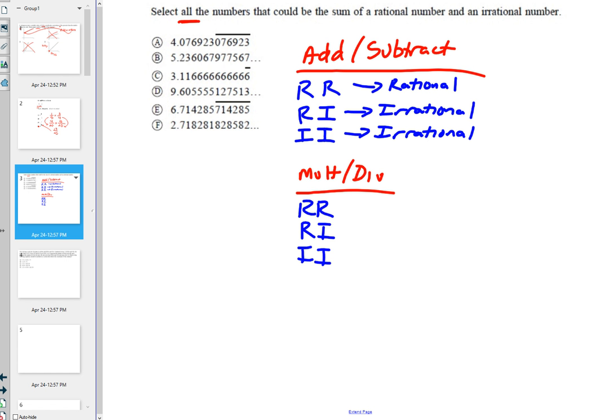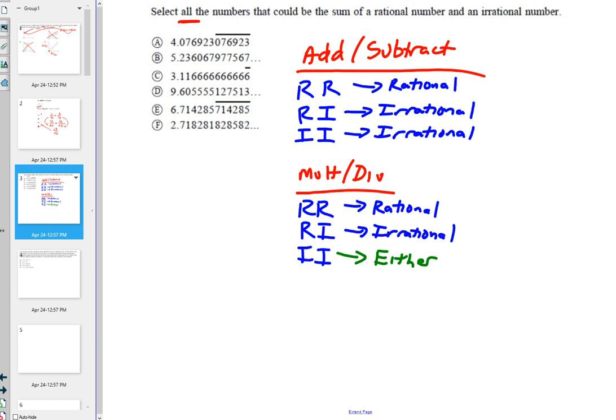When you're multiplying or dividing rational with rational, you have to have a rational. If you're multiplying or dividing a rational number with an irrational number, that result always has to be irrational. The one that's a wild card is this one. This one can be either. When you multiply an irrational with an irrational, it could be irrational, but it also could become rational. So stuff you should know, but if you don't know, now you do know.